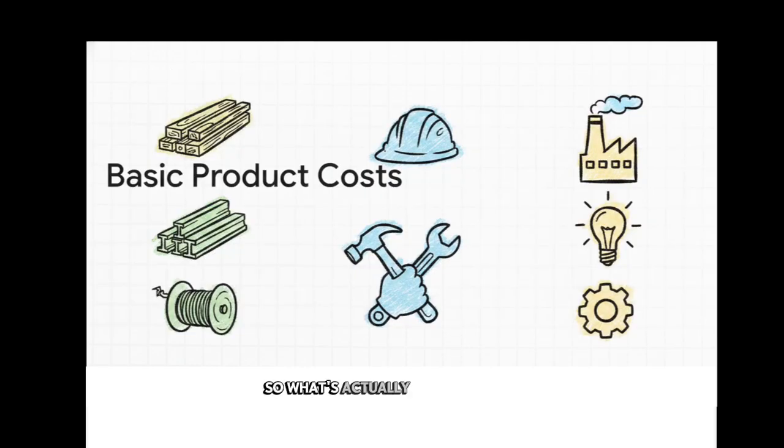So what's actually in that bucket? Well, there are three basic product costs we need to mentally separate. First up, direct materials, the raw physical stuff. Second, direct labor, the actual hands building it. And third, manufacturing overhead. That's your factory rent, the utilities, basically all those indirect costs. Keep those three neatly compartmentalized in your head.